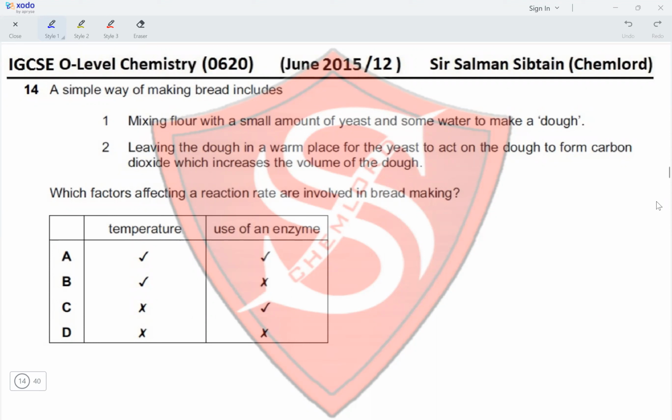Temperature, yes. Temperature is definitely involved in this case, eliminating options C and D. And use of an enzyme. Yeast is the enzyme used here. So this eliminates option B and makes option A the correct option for this question.